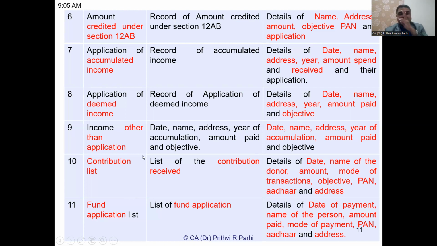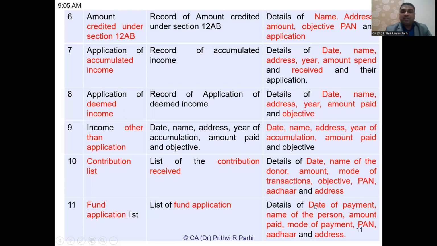Income other than application. If there is some income other than the application, then the date, name, address, year of accumulation, amount paid, and objective. Next item is contribution list. List of contribution received has to be maintained, explaining the date, name of the donor, amount, mode of transaction, objective, PAN, Aadhaar, and address. All these records are required to be kept.